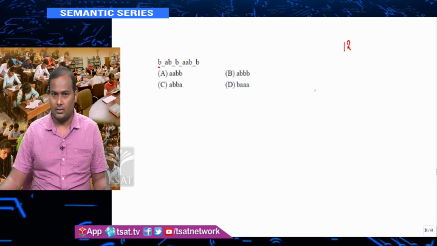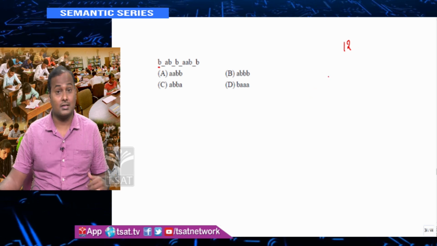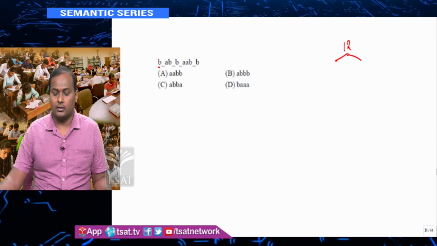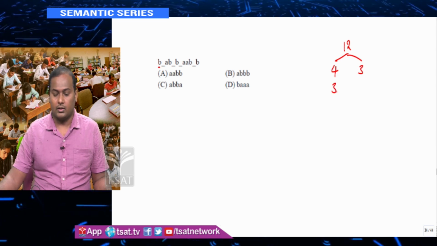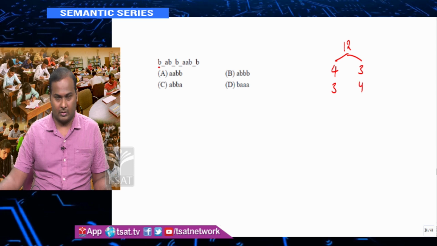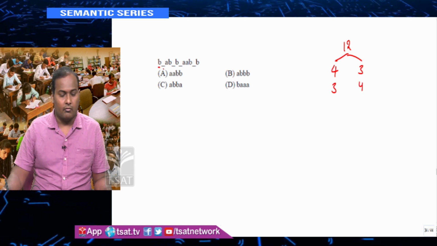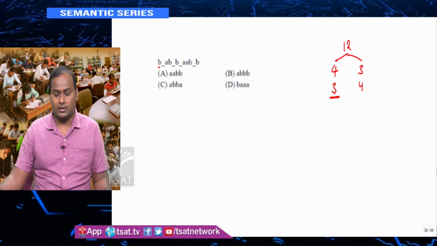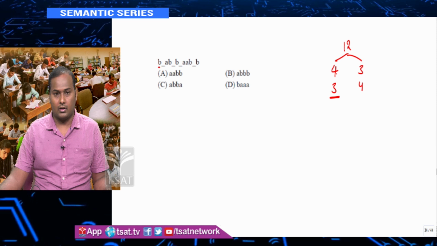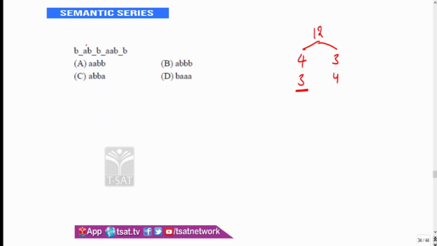So in these 12 letters, how can we write the series? We can write either 4 parts repeating 3 times or 3 parts repeating 4 times. It means we will divide this series either into 3 letters in 4 parts or 4 letters in 3 parts. In this question, B gap A is one part, B gap B is another part, gap A is one part and B gap B is one more part.